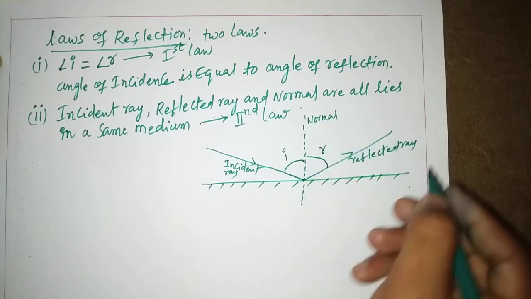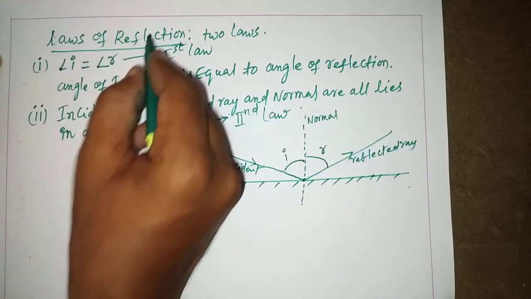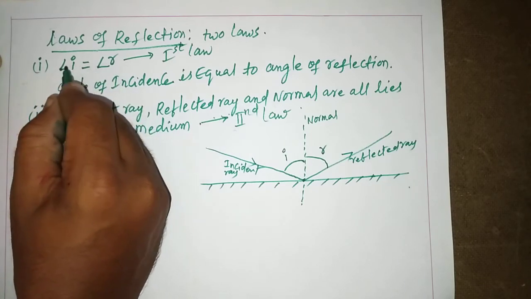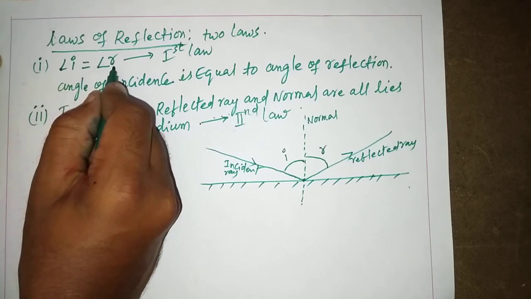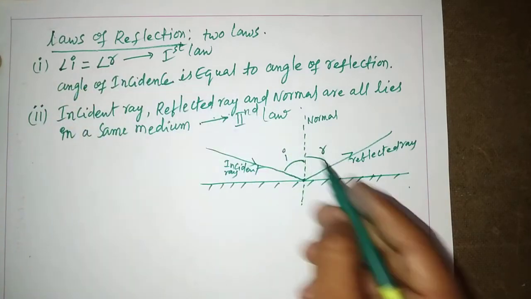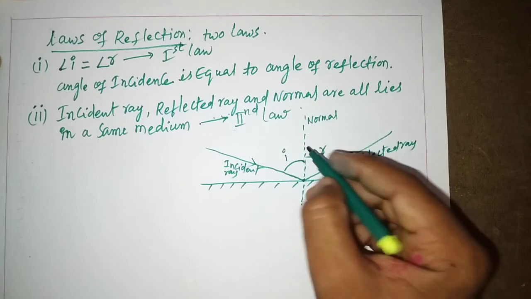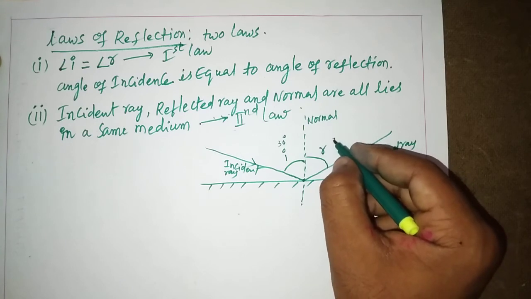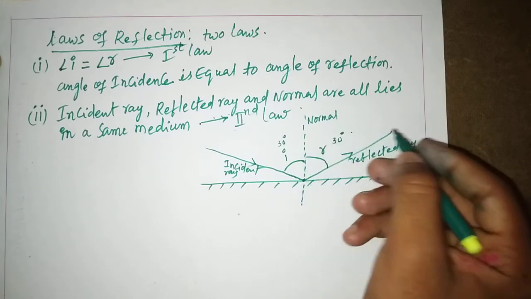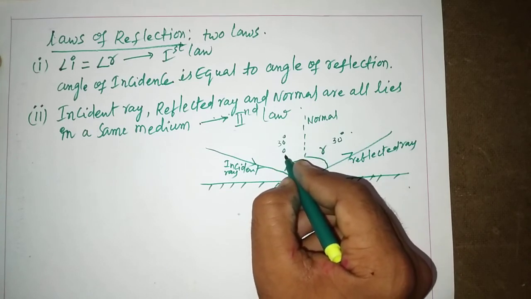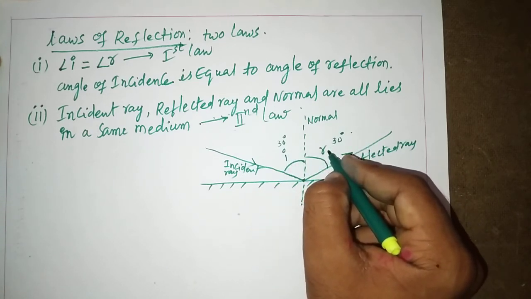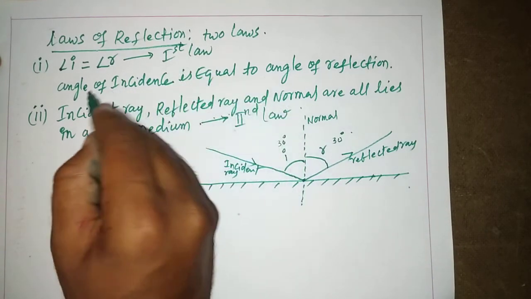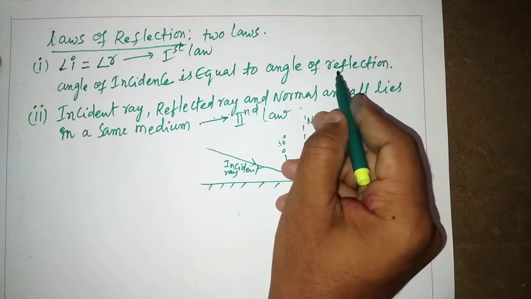angle of reflection. So according to the laws of reflection, what is the first law? Angle I must be equal to angle R. Angle of incidence is equal to angle of reflection. It means if angle I is 30 degrees, then angle of reflection is also 30 degrees. For example, angle I must be equal to angle R. That is the condition. So this is the first law.